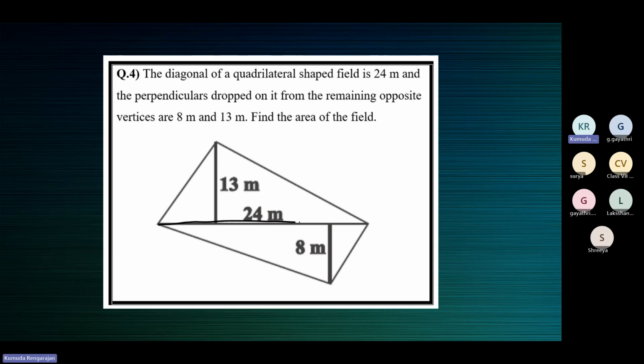This is the length of the diagonal of the quadrilateral, 24 meters. This is the perpendicular on the diagonal from one vertex. This is the perpendicular from this vertex on the same diagonal. Both the perpendiculars must fall on the same diagonal. This is a perpendicular from this vertex on this diagonal. This is another perpendicular from this vertex on the same diagonal.